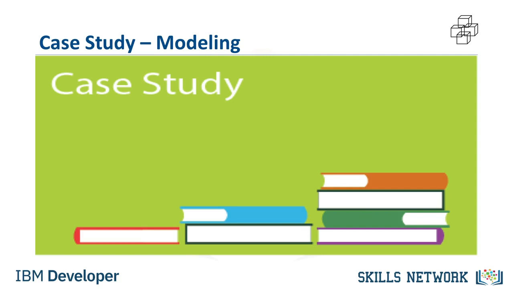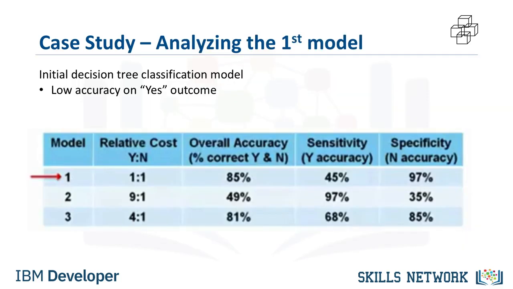Here we'll discuss one of the many aspects of model building, in this case, parameter tuning to improve the model. With a prepared training set, the first decision tree classification model for congestive heart failure readmission can be built. We are looking for patients with high-risk readmission, so the outcome of interest will be congestive heart failure readmission equals yes. In this first model, overall accuracy in classifying the yes and no outcomes was 85%. This sounds good, but it represents only 45% of the yes. The actual readmissions are correctly classified, meaning that the model is not very accurate.